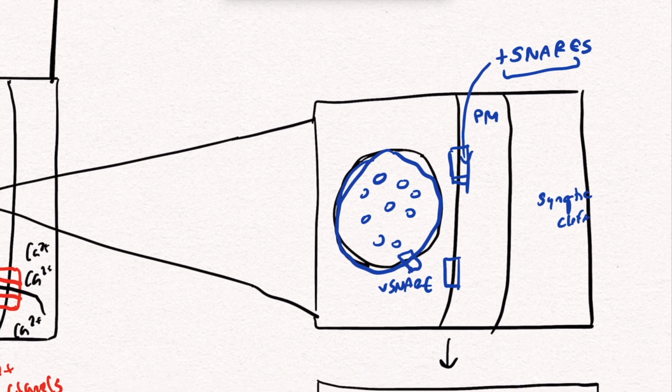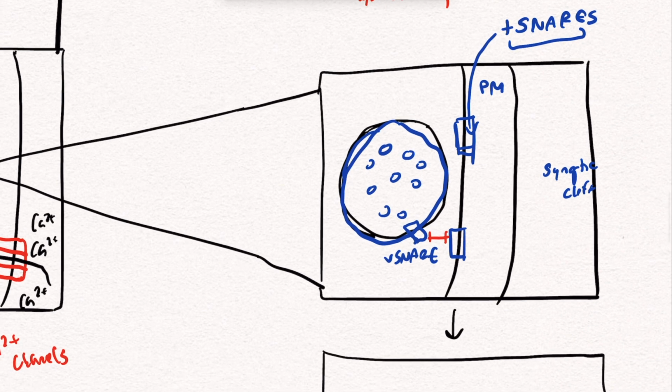But with these v-SNAREs and these t-SNAREs, normally without calcium, what you'll see is that they partially interact. They will sometimes interact, they will not, but they're not going to be bound tightly. And so this is called docking. This partial interaction, docking form, allows the vesicle to just remain a little bit close to the docking proteins.